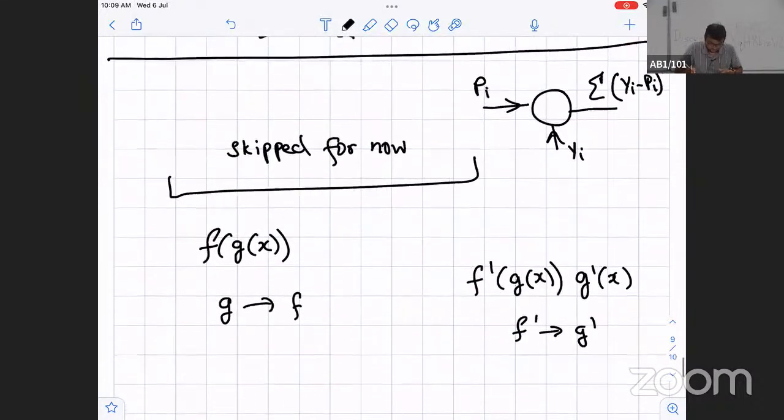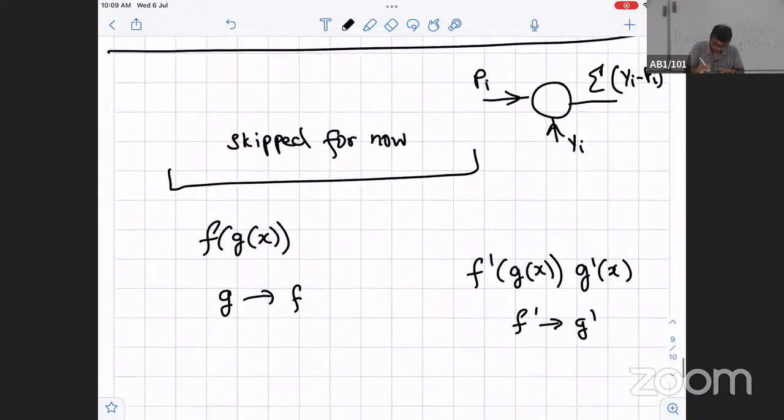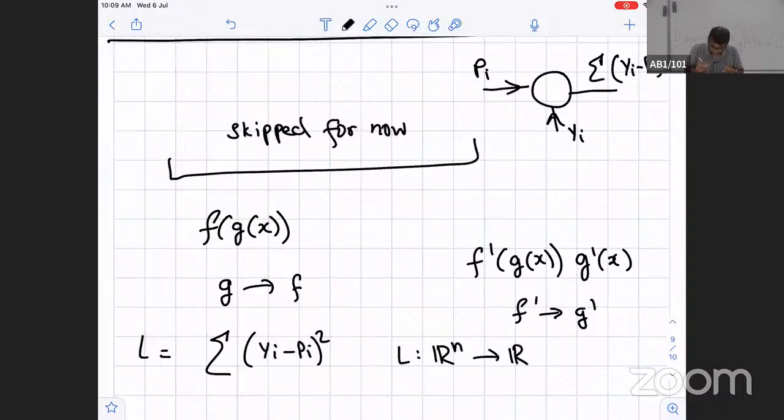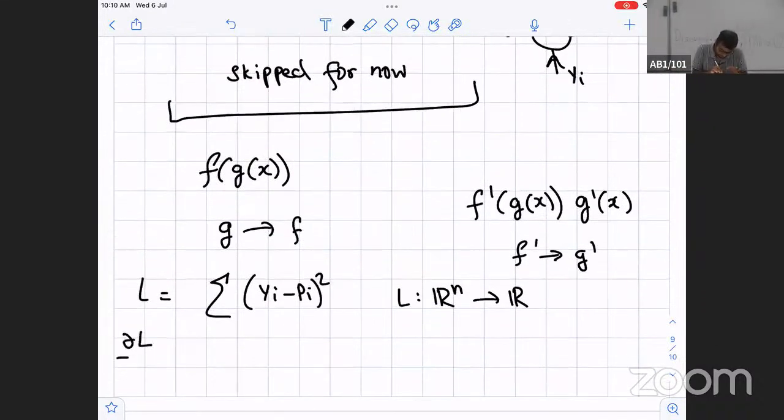So I now need to do the loss. I need to compute the gradient for this. So loss is equal to yi minus pi squared. Okay, so this loss is a function from Rn to R. So what is the Rn I am talking about? Is it yi or is it pi? It is pi because yi is fixed. So what is the gradient of L with respect to p? What's the partial derivative of L with respect to p?